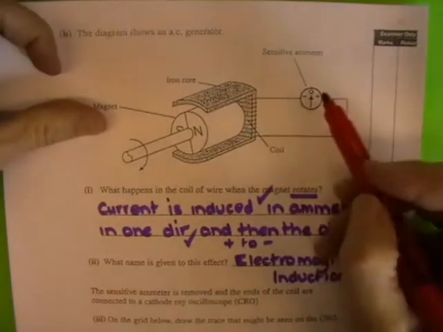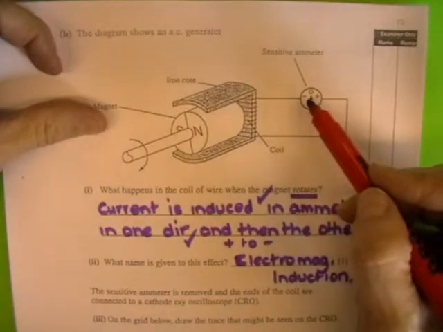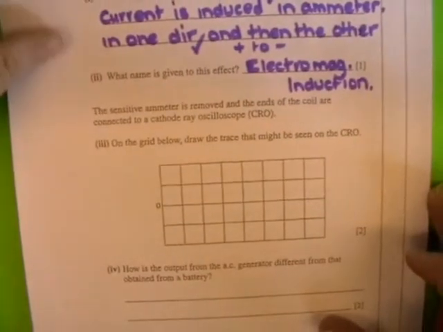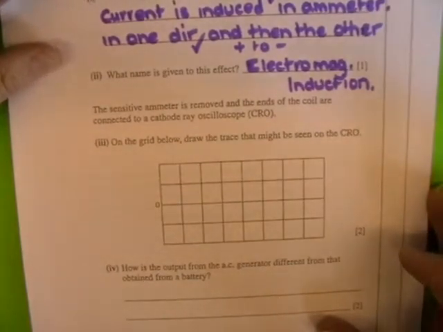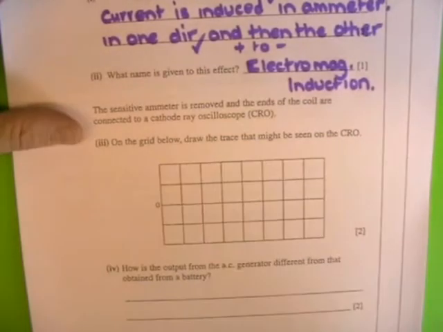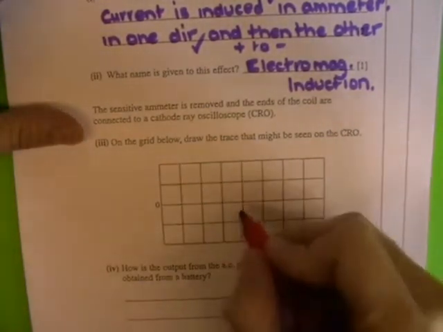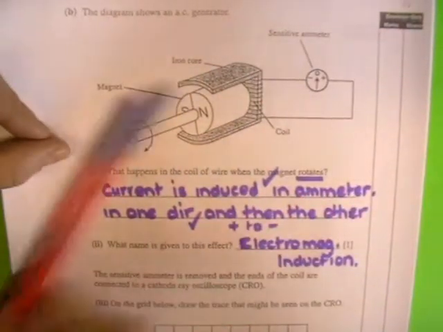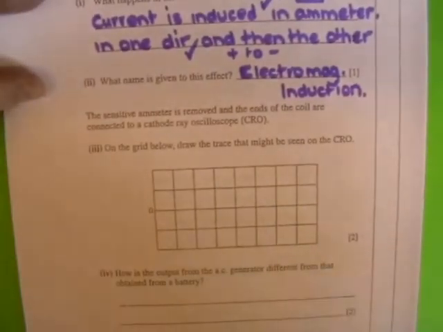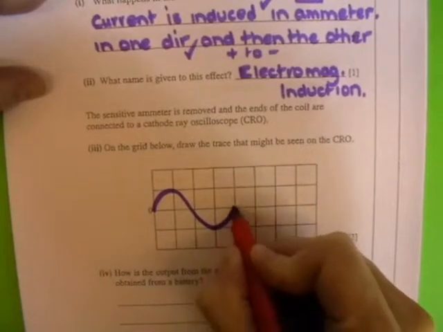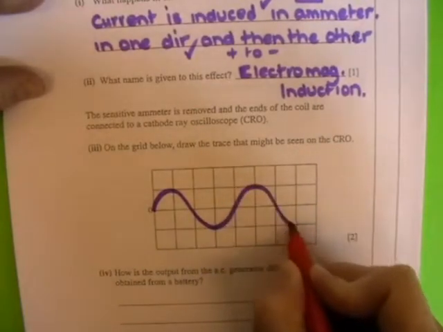The sensitive ammeter is removed and the ends of the coil are then connected to a cathode ray oscilloscope. So this is a screen with a grid on it and you'll see a green line appearing on it. It says draw the trace that might be seen on the cathode ray oscilloscope. So we're going to draw an alternating current because we know that it's going to be in just one direction, then the other as the magnet is rotated. And so we're going to draw something like that. So that's one cycle, we'll do another one.